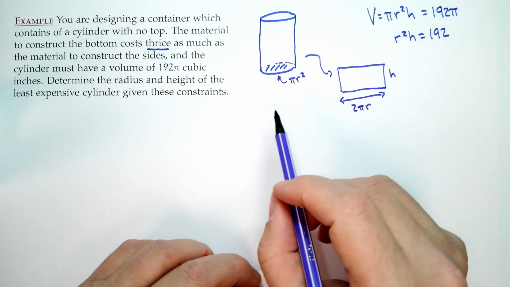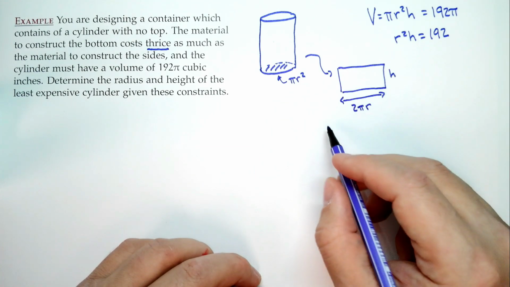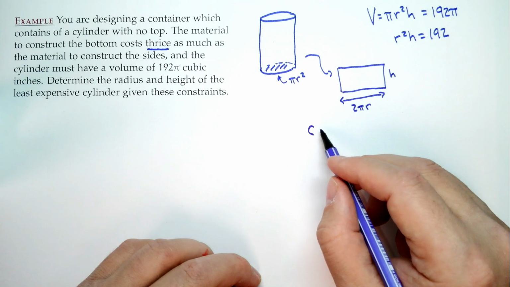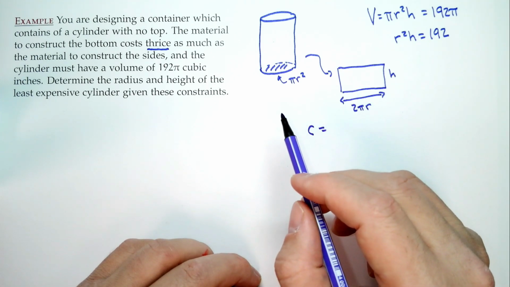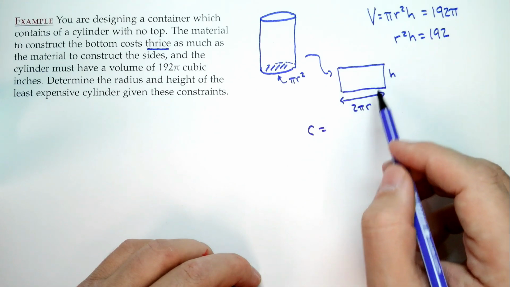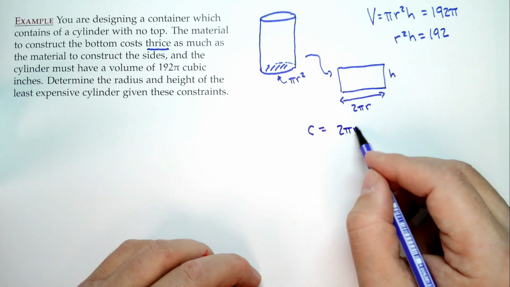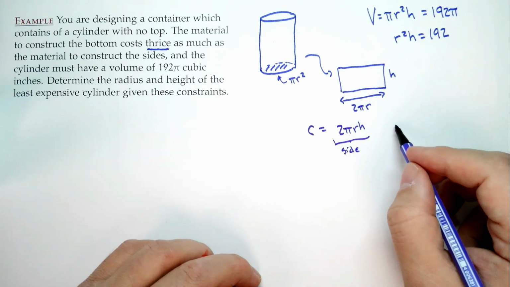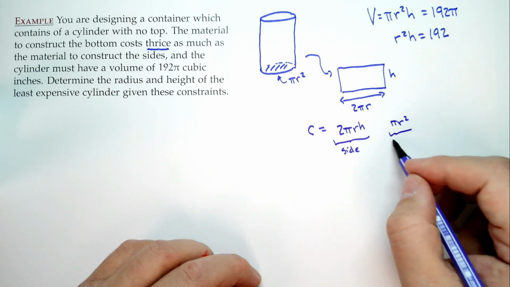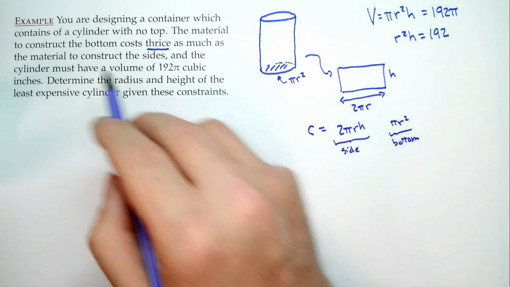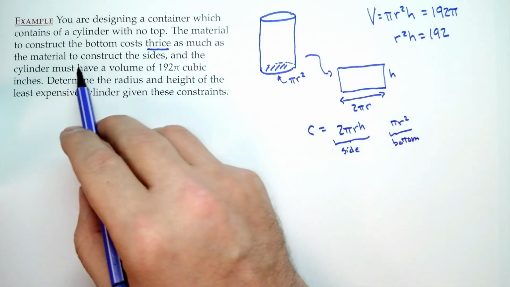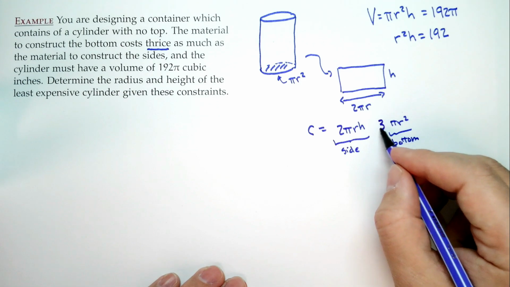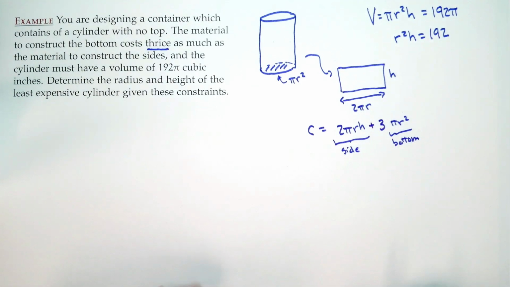So we have that our cost function is equal to the area of the sides. So let's do that, the sides, 2 pi r h. So this is the side. And then there's the bottom, pi r squared. But remember, the bottom costs thrice as the sides. So we're going to put a factor of 3 there, because that is what's going to help us say that this bottom costs 3 times as much. Okay, so there's our basic cost function.